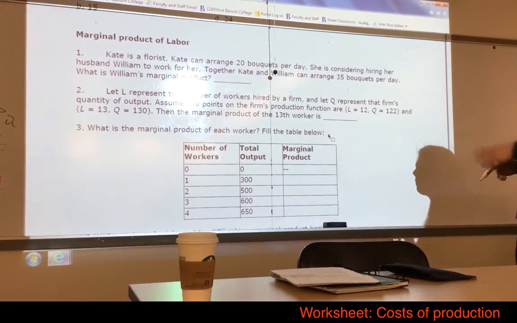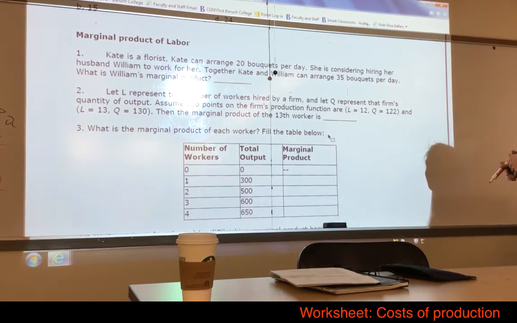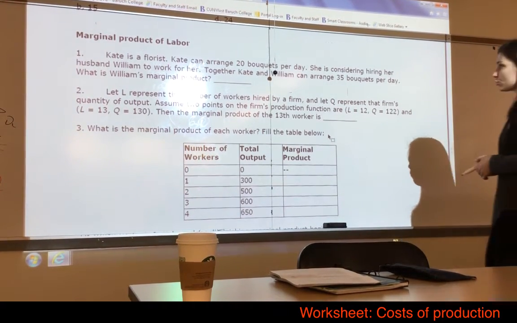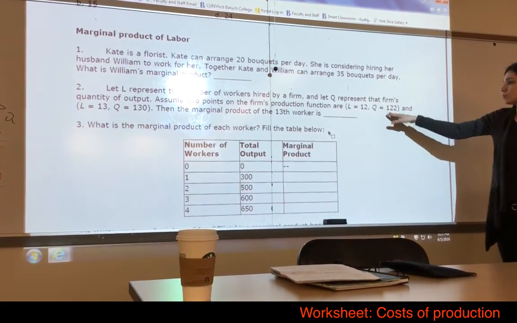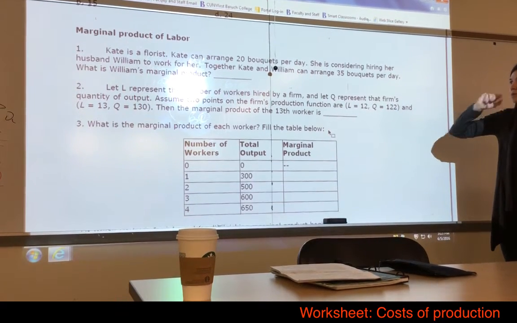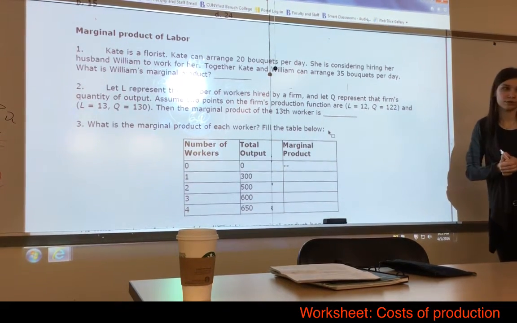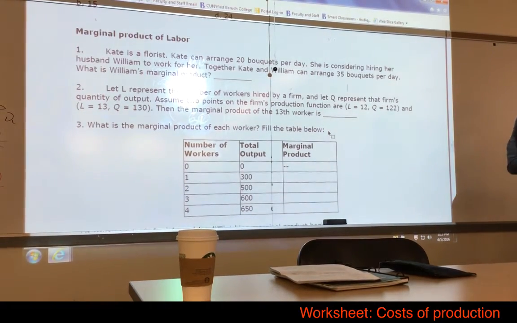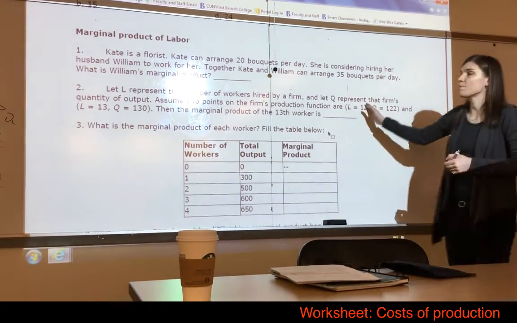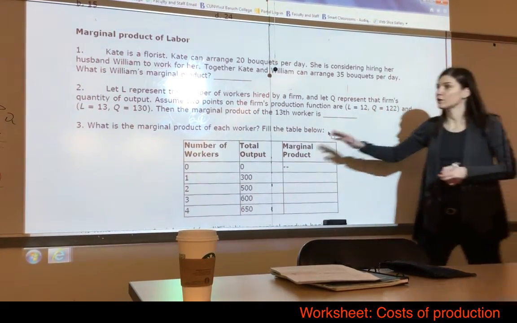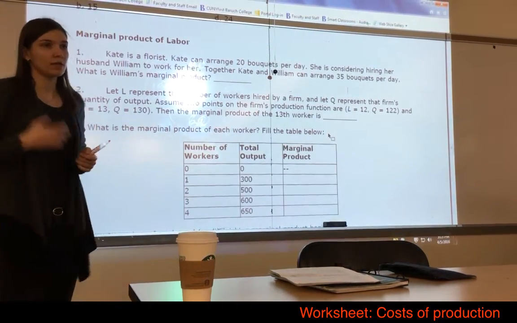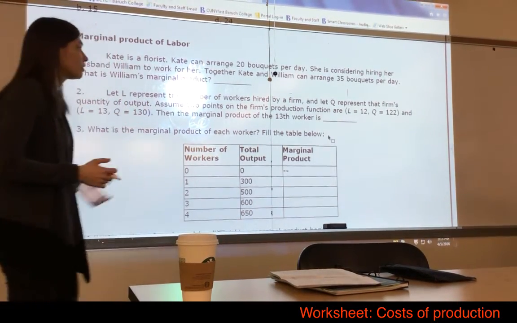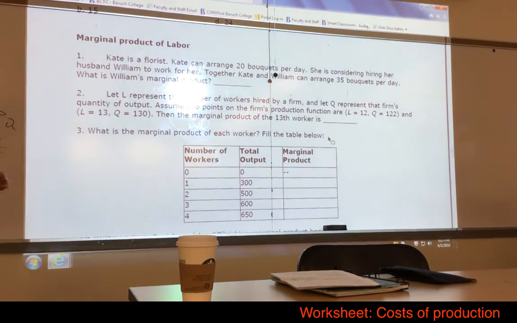Alright, so L is the number of workers hired by a firm. Q is the output, how much they produce. Two points on the firm's production function are 12,122 and 13,130. So what is the marginal product of the 13th worker? Think of it this way. If I hire 12 people, I produce 122. If I hire 13 people, I produce 130 in total. So it's 8. The next person gave me an additional output of 8 units.